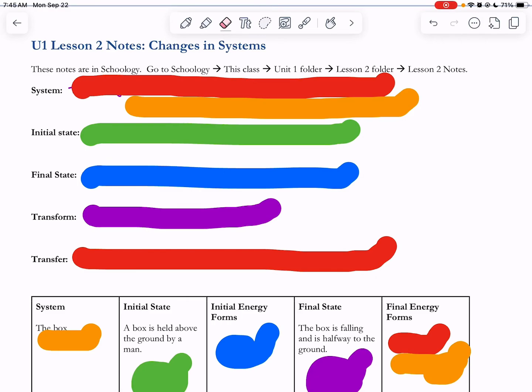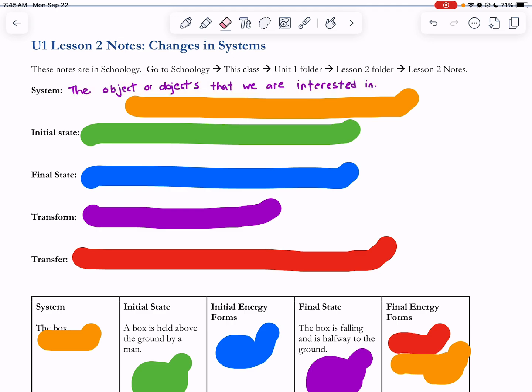Hi guys, in this video we're going to talk about the lesson 2 notes, which is changes in systems, and we're going to start with system. Okay, so what is a system? Well, a system is whatever the objects are that we're interested in, and that could be one object or it could be a couple of objects, it could be several, too, it doesn't matter.